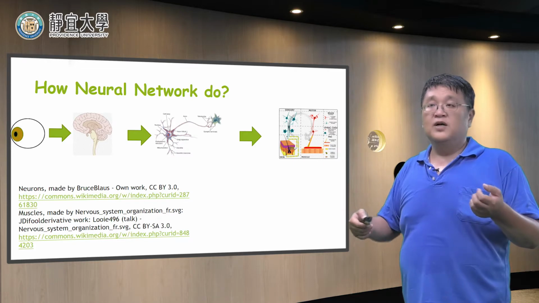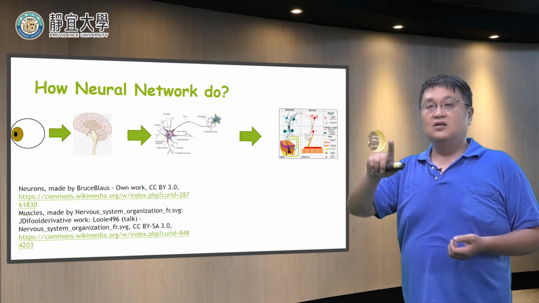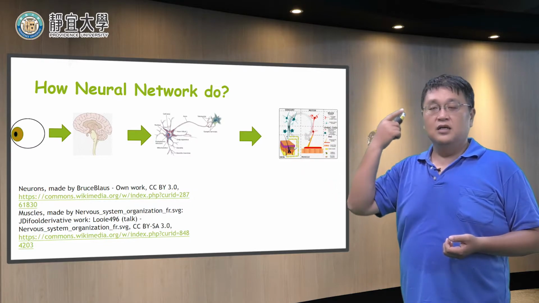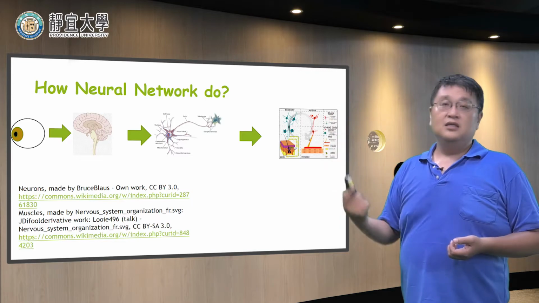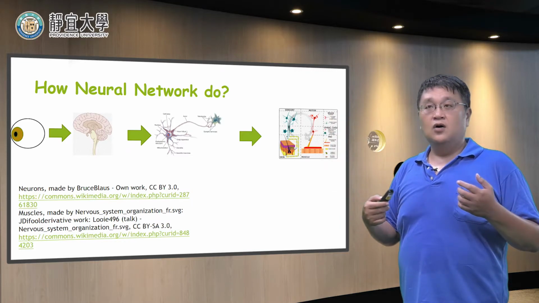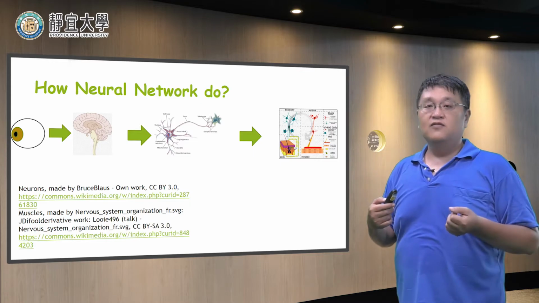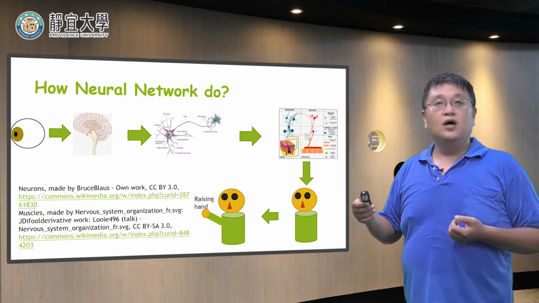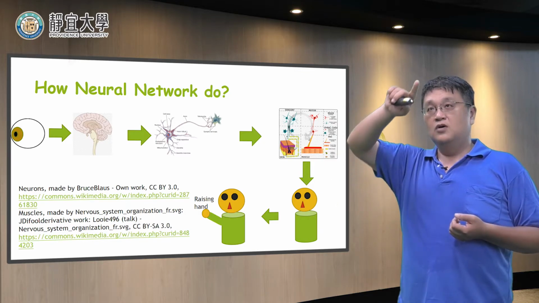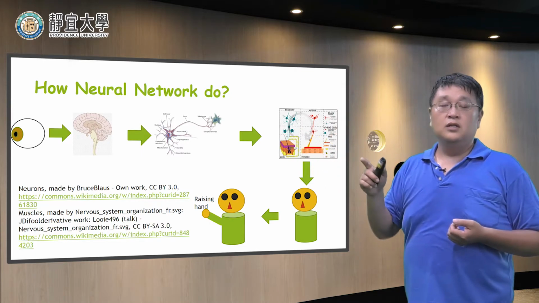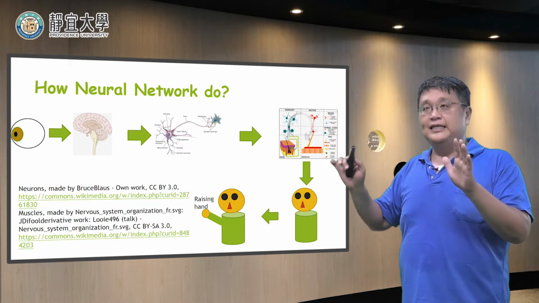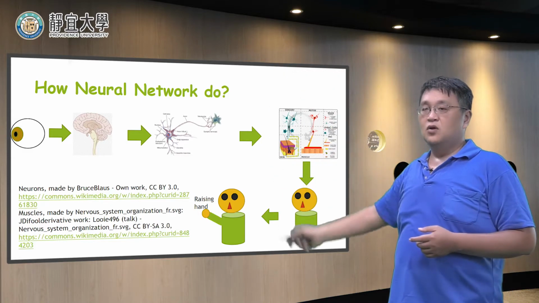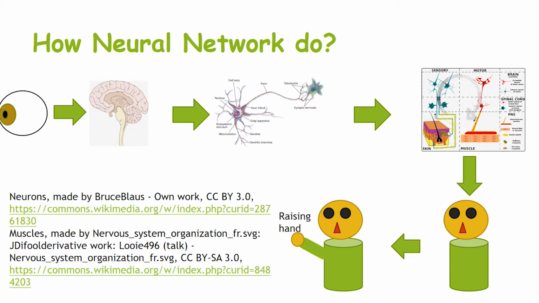For example, we see a butterfly there. We can see that, and the signal goes through our eye to our brain, to our neuron. We can use our muscle to touch the fly, something like that. So we already know what we are going to do in our brain. We just simulate this kind of pathway from our eye to our muscle. We raise our hand when we see something.